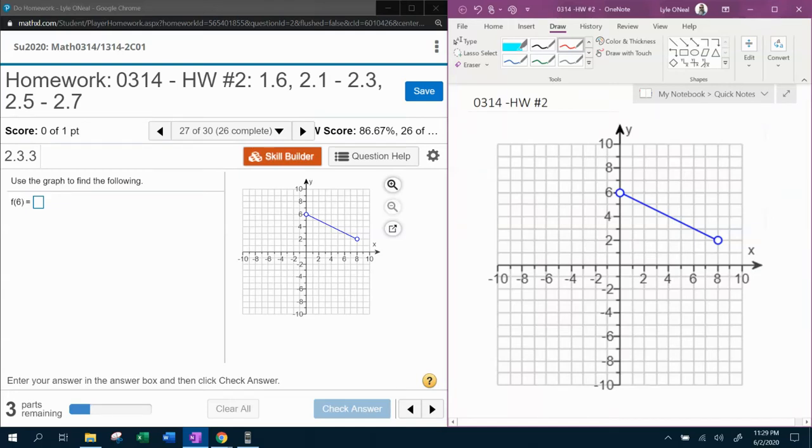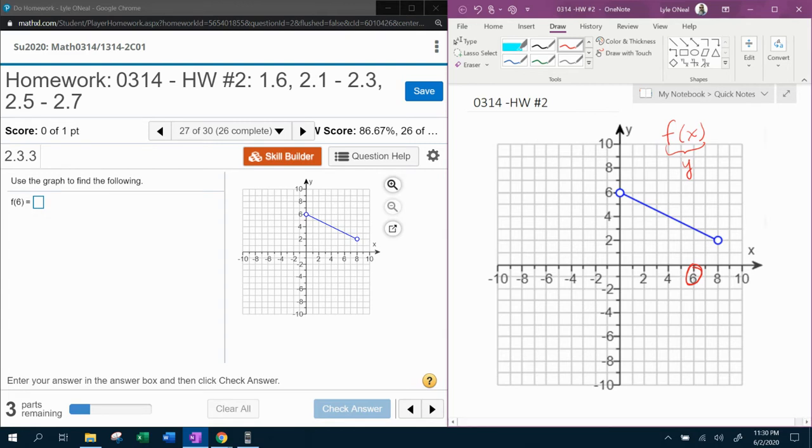Question number 27 from our 0314 homework number 2 in MyLab Math. They want us to use the graph to find the following. They want us to find f of 6. Okay, so here's what that means. Normally, when you're looking at a function, it is f of x. Can you see that the 6 is in the place of the x? What they're trying to say is we're looking where x is 6. F of x means y. So in a sense, this question is saying when x is 6, what's y?